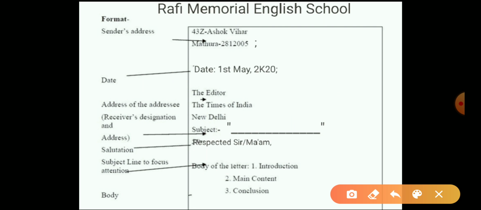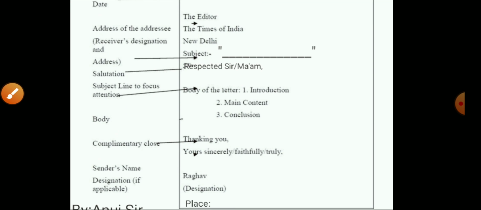Then the body of the letter. You will not write this heading in the letter, but you will write the introduction, main content, and conclusion. Just start after Sir or Ma'am, leave one line, and from the next line write your matter. In your matter there must be an introduction, your content, and your conclusion, but don't write the words body of the letter or introduction. Just write the matter.